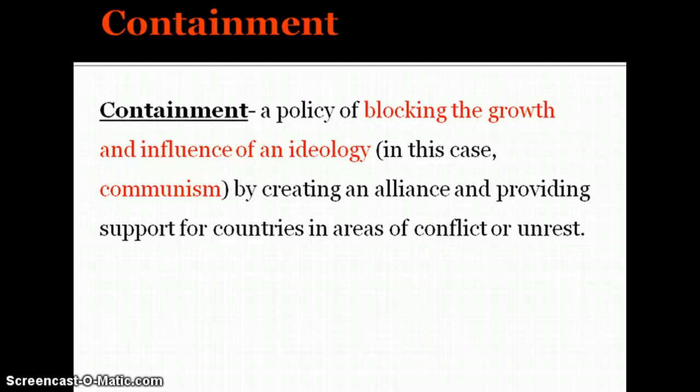The Western nations of Europe decided to practice a policy of containment, where they attempt to block the growth and influence of an ideology, in this case communism, by creating an alliance and providing support for countries in areas of conflict or unrest. So they hoped to stop the spread of communism by creating an alliance and providing support for any countries that needed it, weaker countries that were defending themselves against communism.